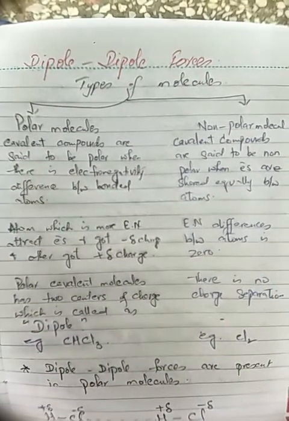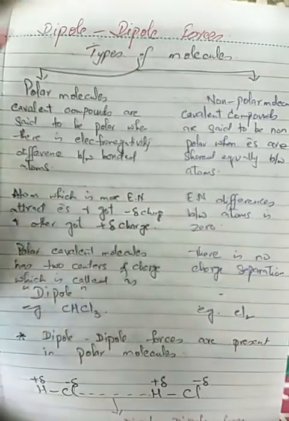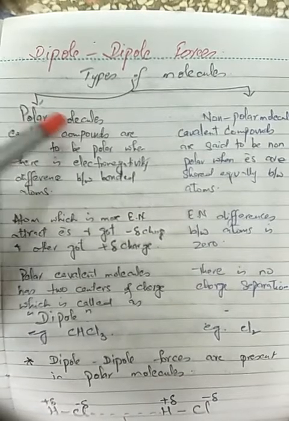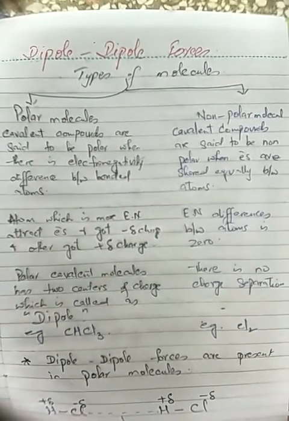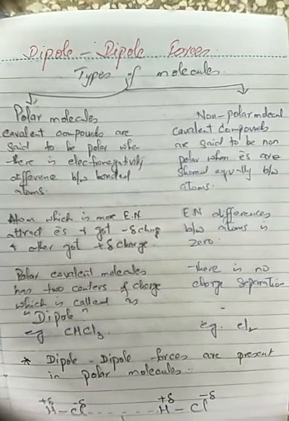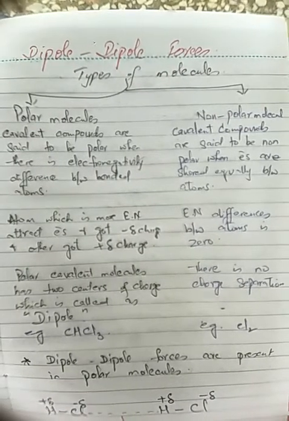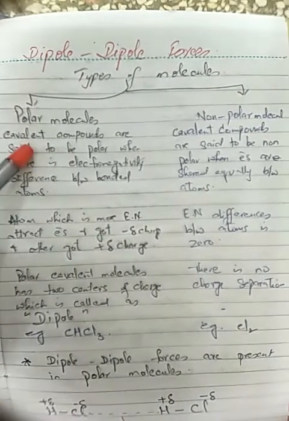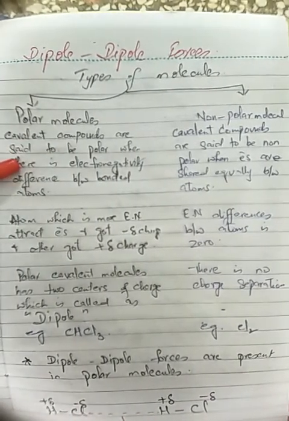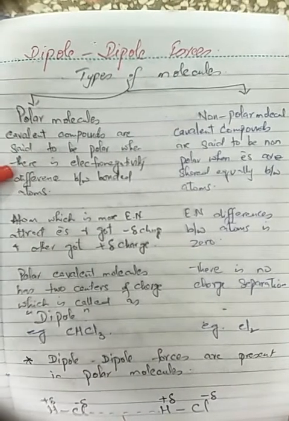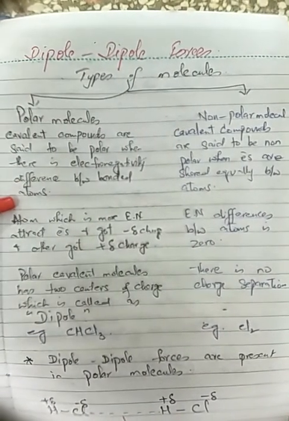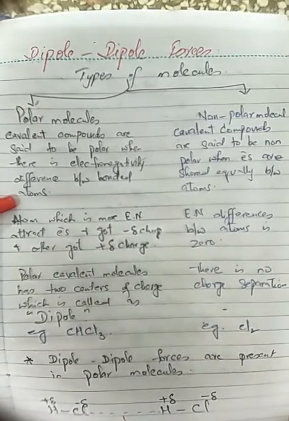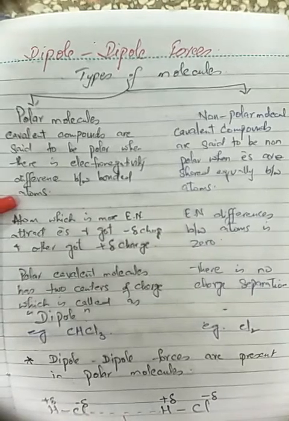Before explaining dipole-dipole forces, let us look at your previous knowledge, that is, the types of molecules. You have studied that there are two types of molecules on the basis of their covalent nature: polar molecules and non-polar molecules. Covalent compounds are said to have a polar nature when there is an appreciable electronegativity difference between the bonded atoms.